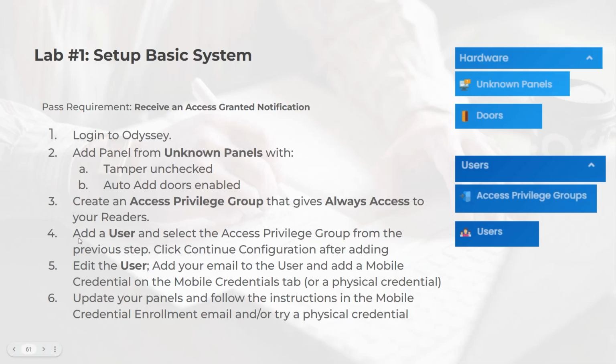Number 4, we're going to add a user from the users section and make sure we put it into the access privilege group from the last step. After we add the user, we'll click continue. And on the edit user screen, we're going to either go to the mobile credentials tab if we're going to be adding a mobile credential for the lab, or you can also go to the credentials tab and add a physical credential. You can also do that during the add step. I'm going to go ahead and demonstrate both in my case.